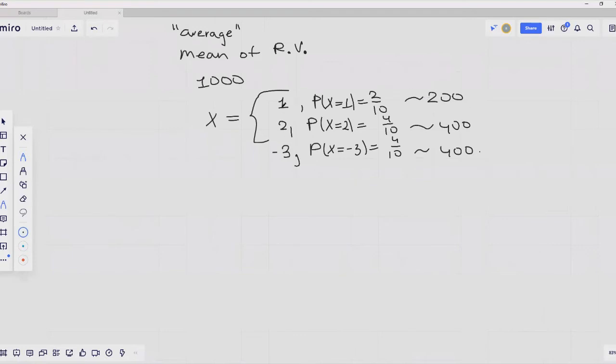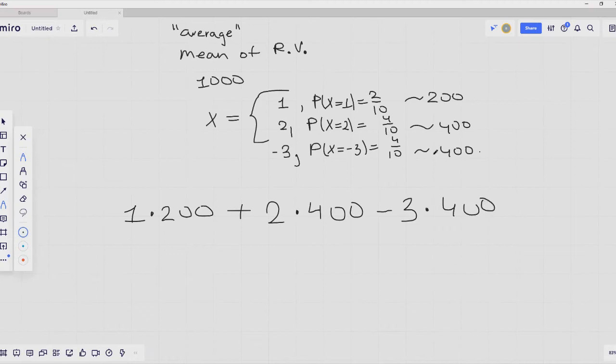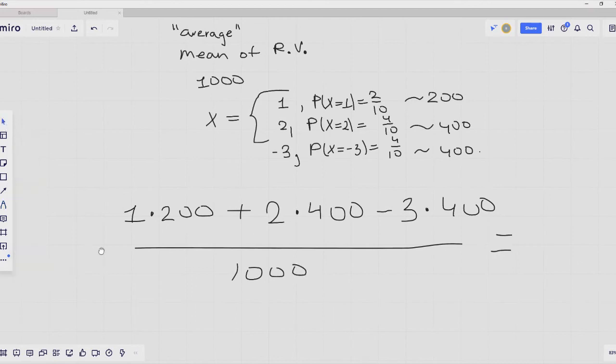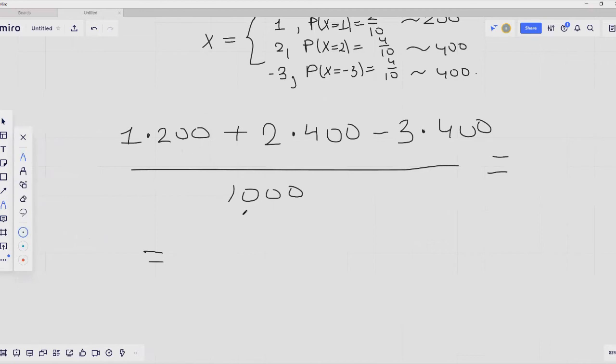Now to find an average value of our random variable X, we are going to multiply the value our random variable is going to take by the number of times we expect this value to occur on average. So 1 multiplied by 200 times, we are winning $1 on average 200 times, plus we are winning $2 on average 400 times, and we are losing $3 on average 400 times. Now to find the average, I have to divide by the total number of games we have played, which is 1,000. We can represent this in the following way: 1 multiplied by 2 over 10 plus 2 multiplied by 4 over 10 minus 3 multiplied by 4 over 10.